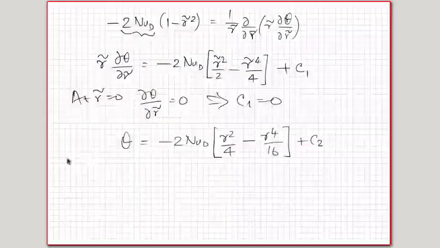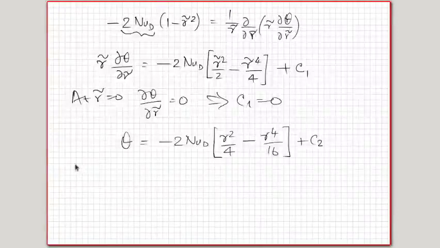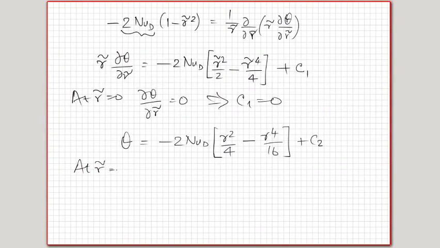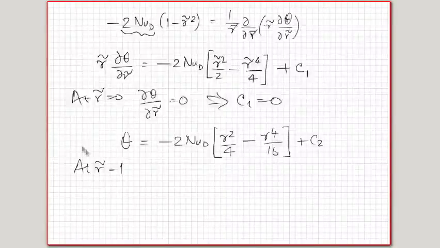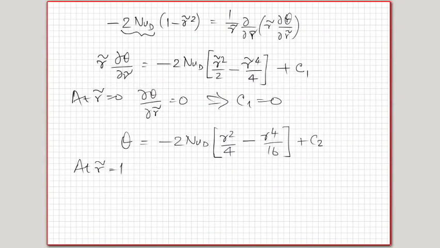So you use the next boundary condition at R tilde equal to 1. Okay, so at 0 we have used. So what happens at R tilde equal to 1? At R tilde equal to 1, T is equal to T wall. Although T wall is not a constant in this case, T is equal to T wall. So your theta, because it is T minus T wall by T mean minus T wall, theta is equal to 0.